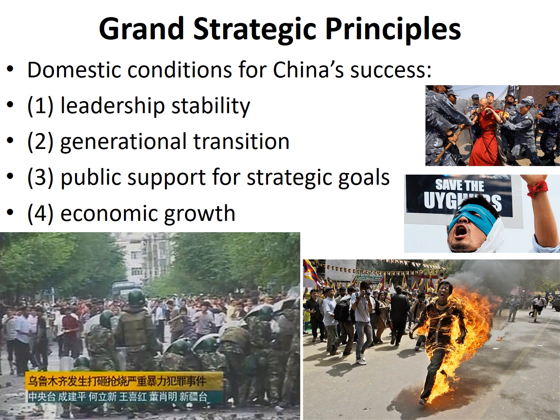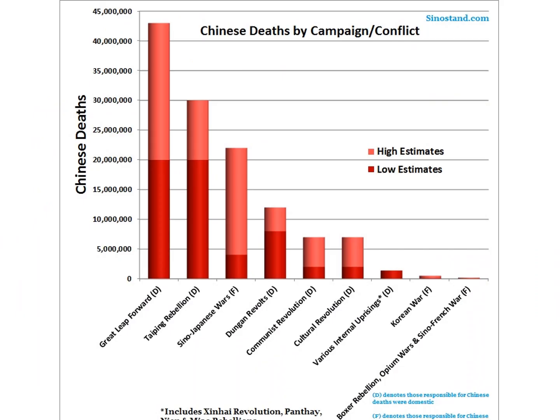And number 4, economic growth. Without economic growth, without industrialization, China cannot maintain the resources it needs in order to assert itself in foreign policy. Here you can see the number of deaths in different economic campaigns with the different estimates.